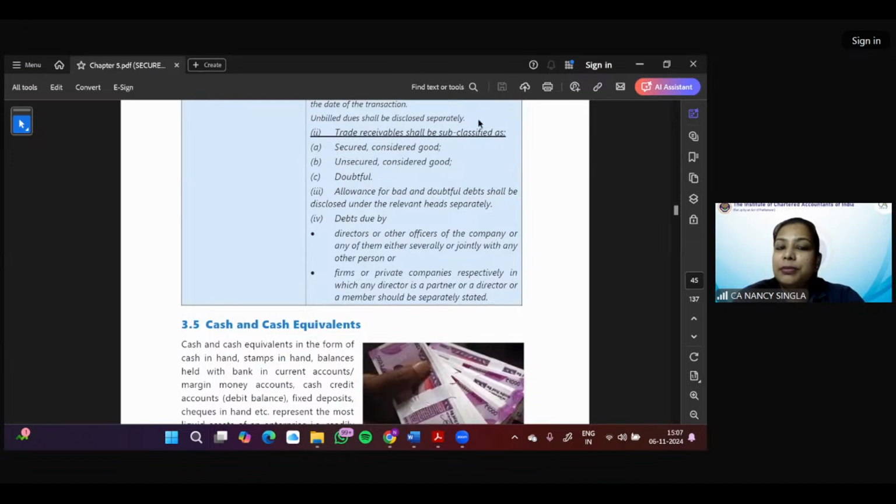Now, these trade receivables shall be subclassified as follows. You may get a 3-mark question here also, on the trade receivable subclassification. So it is what? Secured, considered good; unsecured, considered good; doubtful.